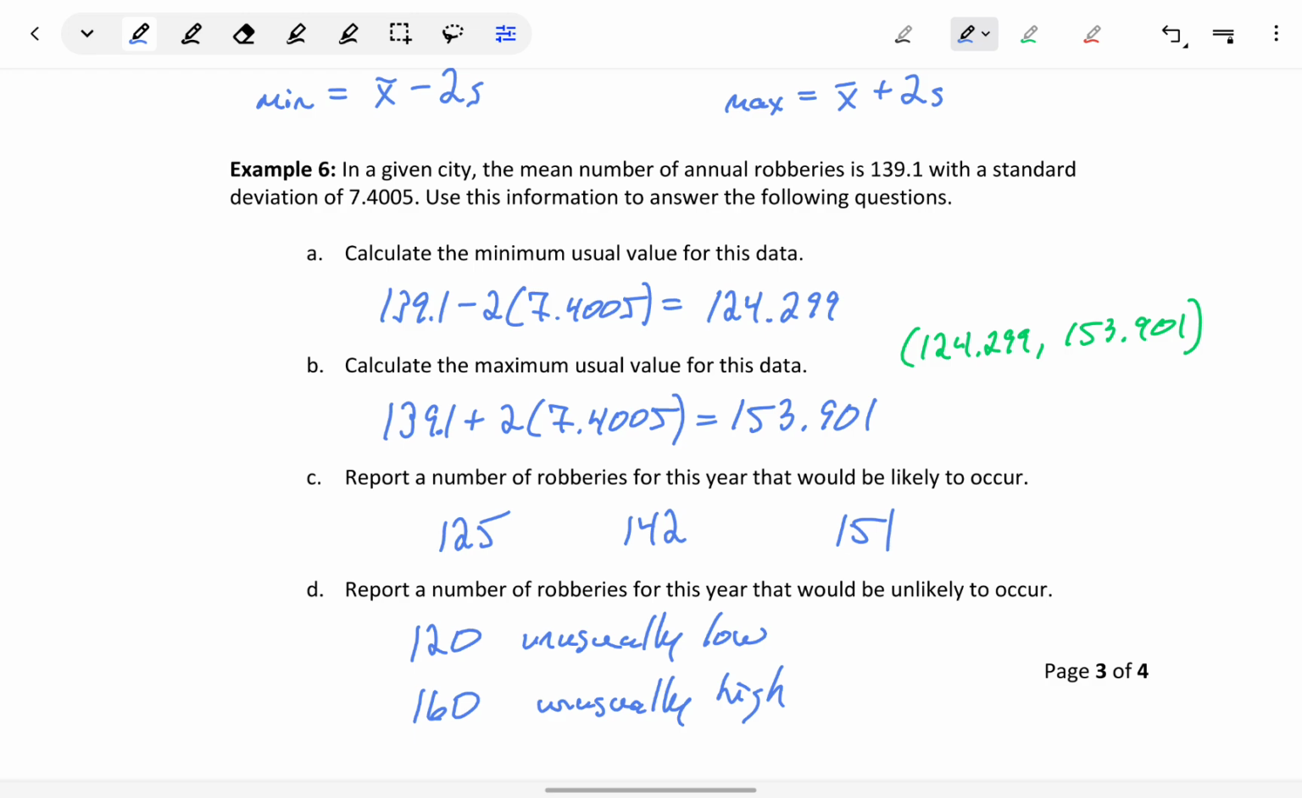So using those two simple formulas, we can calculate that lower and upper bound and then just look at whether values are inside or outside that interval.